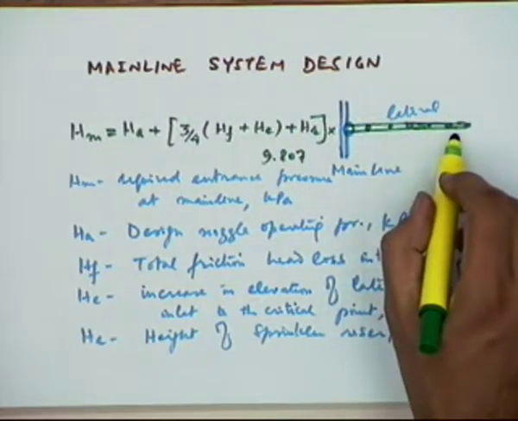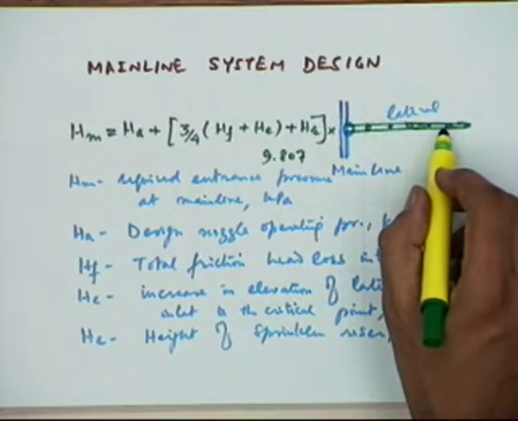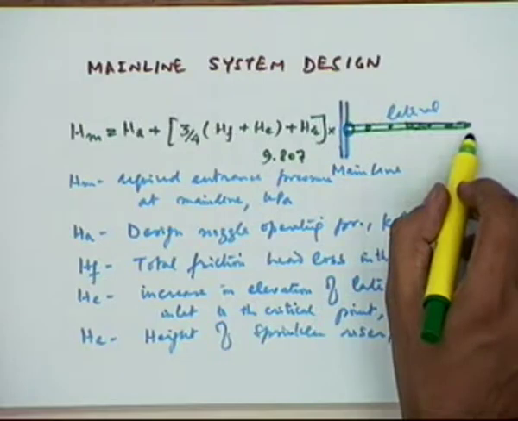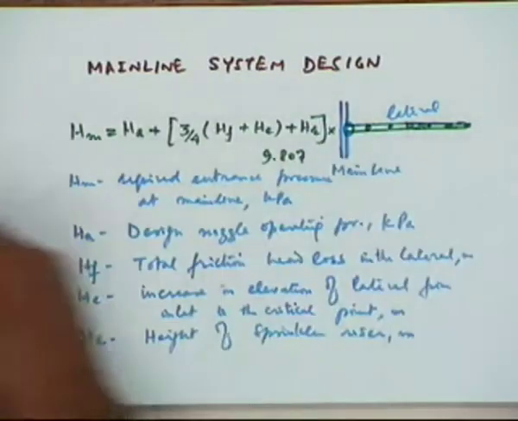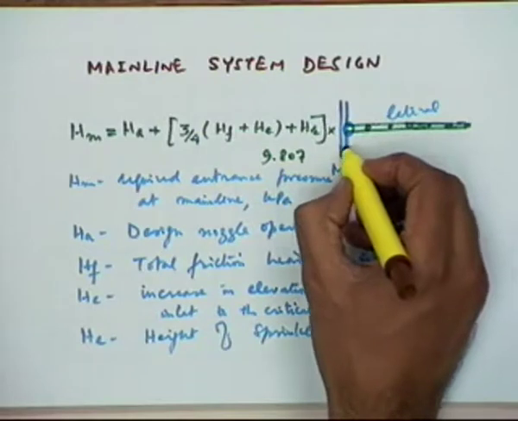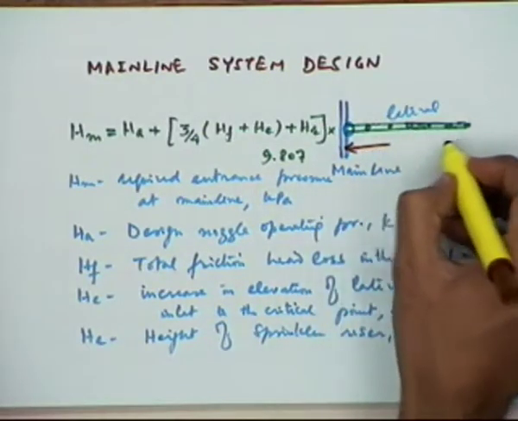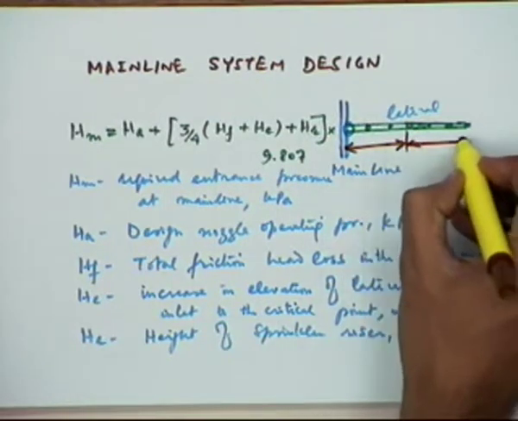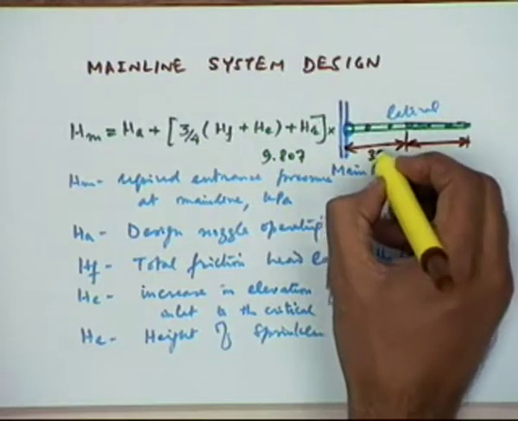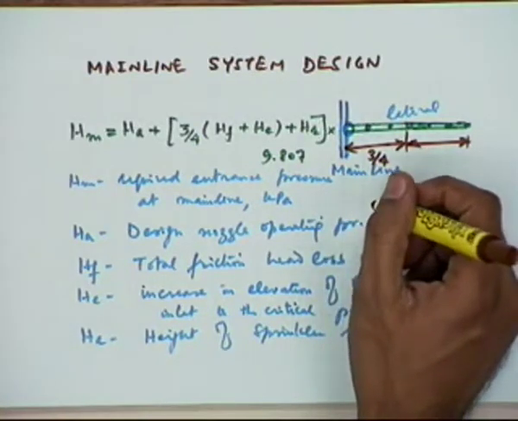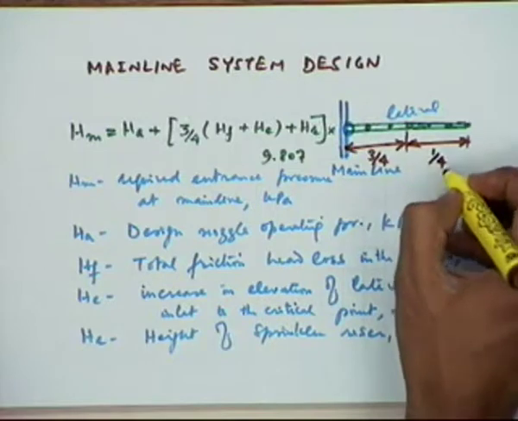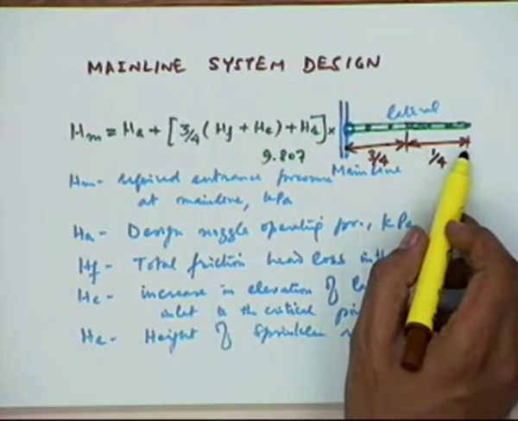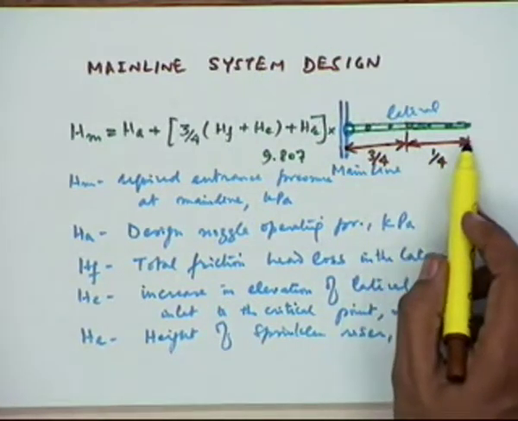Whereas in this case, since the discharge is varying and the pressure is varying throughout the length of the lateral, it has been seen that if you take this total length and the first half of the length of the lateral, 3/4 of the head loss will take place in the first half and only 1/4 of the head loss will take place in the subsequent half of the pipe.